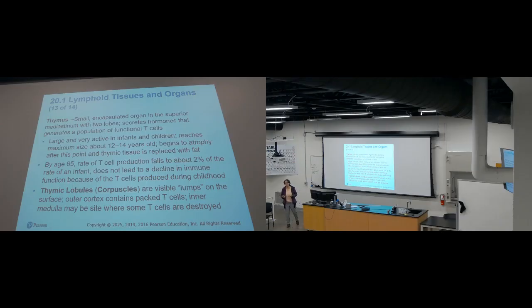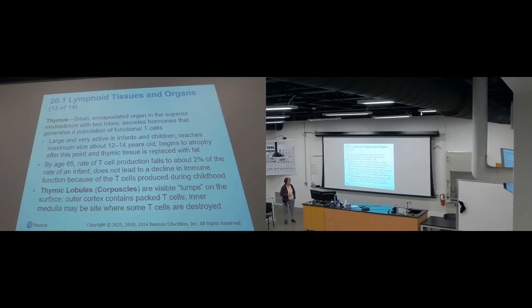But as we age and we get exposed more to the environment, then we don't need this thymus anymore. So around 12 to 14 years old, it reaches its maximum size. But after this point, the thymus becomes smaller and smaller and will be replaced by fat tissue. So by age 65, you mature only 2% of the T cells as you did when you were an infant. Why? Because you're supposed to have already trained your T lymphocytes.